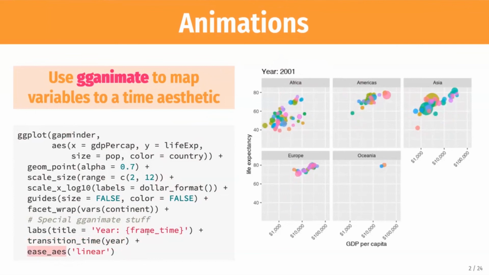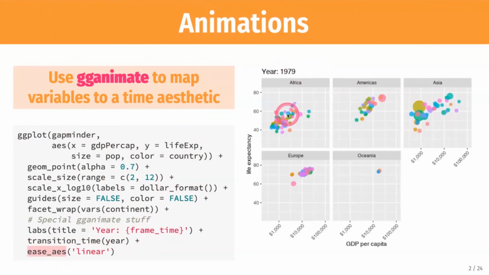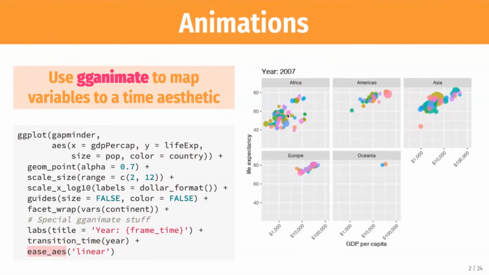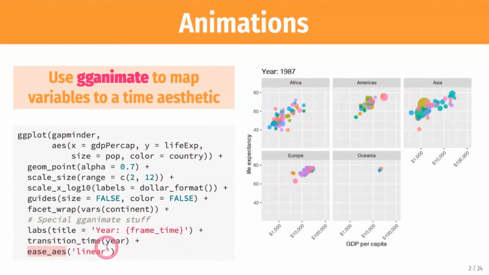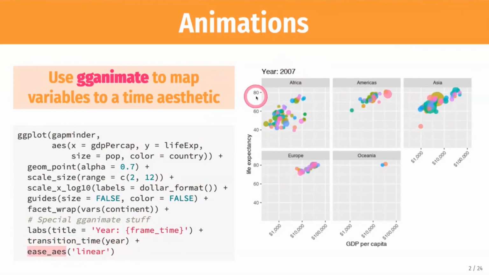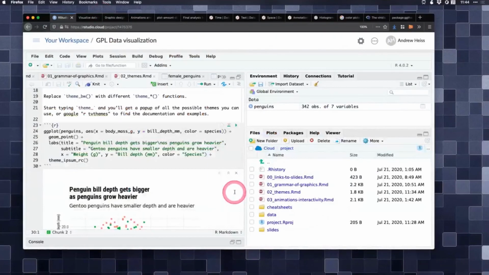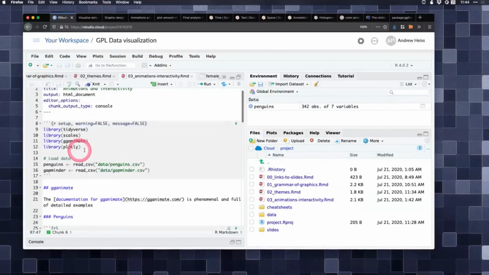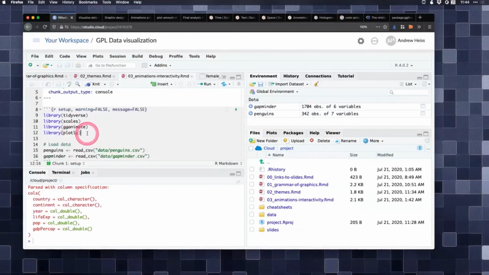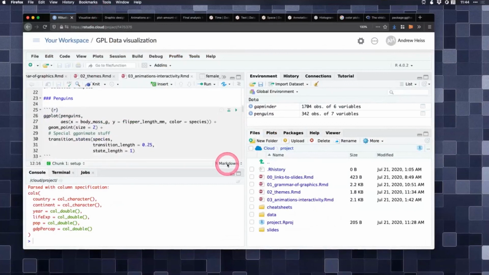If we didn't have this ease_aes, since this is every 5 years, it would really just be interpolating the data, so you would see really chunky movements. But ease_aes is just saying, make it linear and smooth as it's going up. So that's gganimate. If you look at the animations and interactivity R Markdown file for today, and run the very first chunk, it should load the gganimate package and the plotly package. So if you scroll down, we're going to make a quick animation of our penguins data.